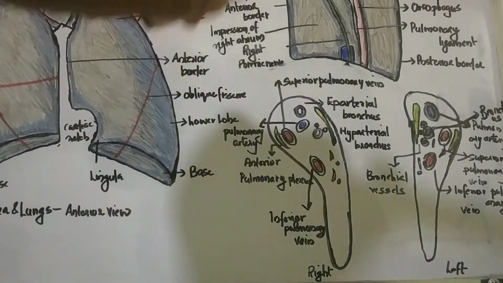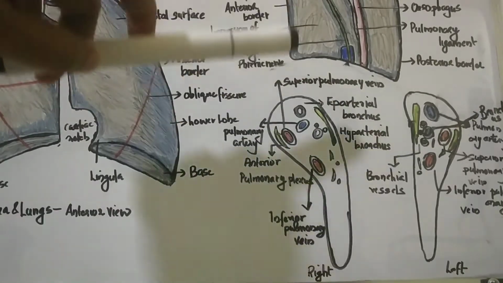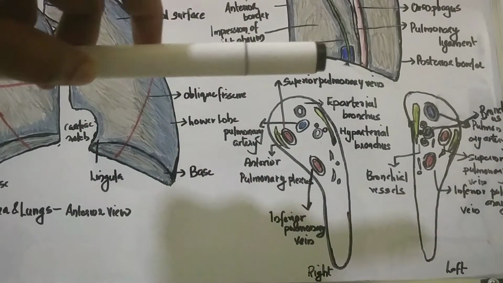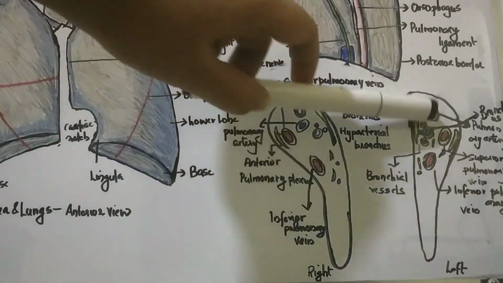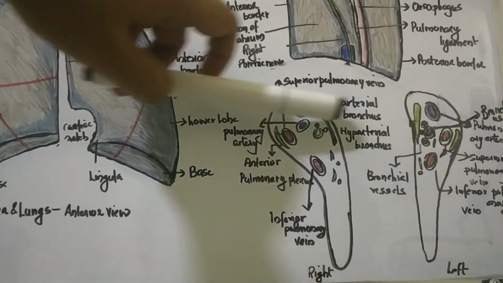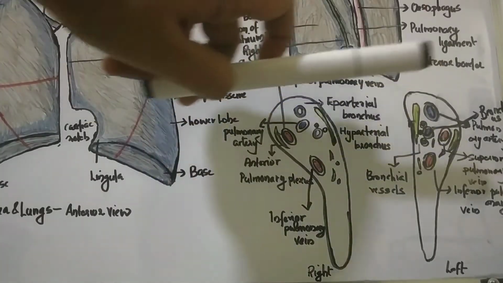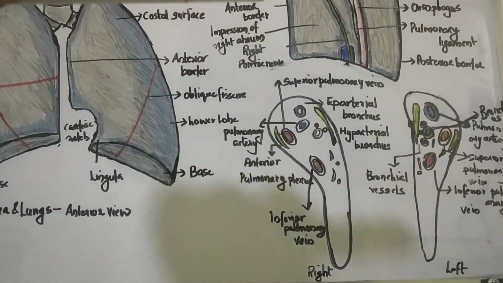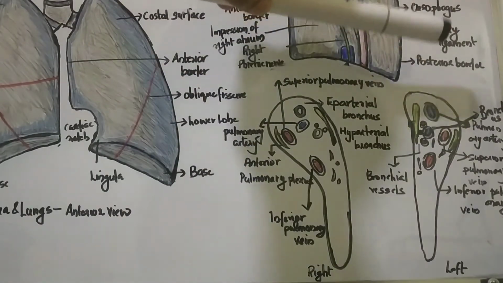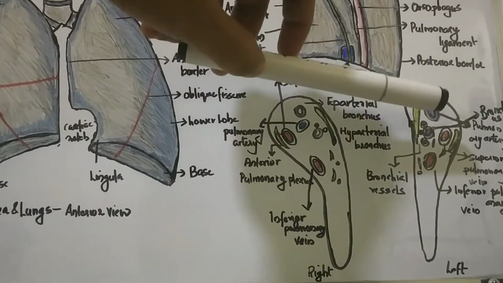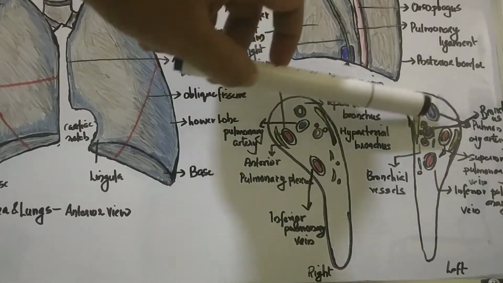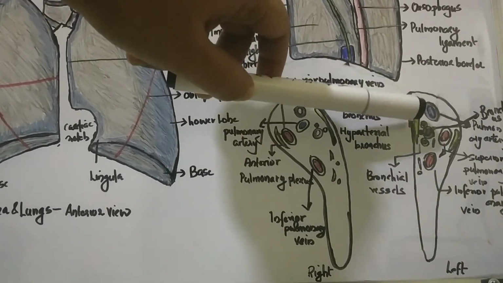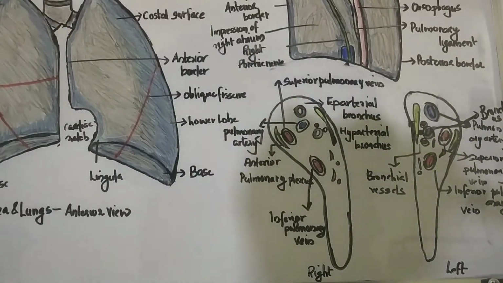Next is the posterior. Posteriorly, it is commonly related to the vagus nerve and also the posterior pulmonary plexus. So the posterior common relations of the right and left root are the vagus nerve and also the posterior pulmonary plexus. And posteriorly on the left side, the root is also related to the descending thoracic aorta.